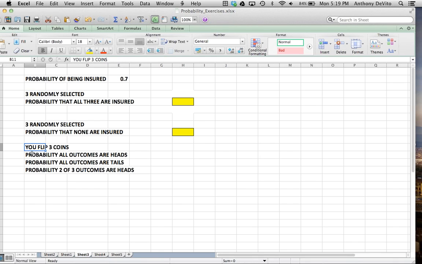Before we answer that question, I'm going to go down here to the situation where we flipped three coins. What's the probability that the outcomes are all heads? Let's take a look at that. If I flip the first coin, what's the probability that it's a head? 0.5. Okay, so now let's say I flip the second coin. What's the probability that that's a head? Well, these are independent events, right? Flipping the first coin has nothing to do with flipping the second coin. It doesn't influence it. So the probability of being a head is 0.5 again.